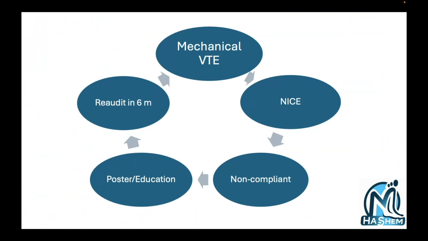So for mechanical VTE, our standard was the NICE guidelines. We checked what we were doing compared to the NICE guidelines, and we found that we were not compliant. We planned a change, which was a poster and an educational session for the nursing staff. Then we re-audited after 3 months, and in another cycle after 6 months, and we found that in the first cycle we improved by about 70%, and by the second cycle we were 100% compliant with the NICE guidelines.